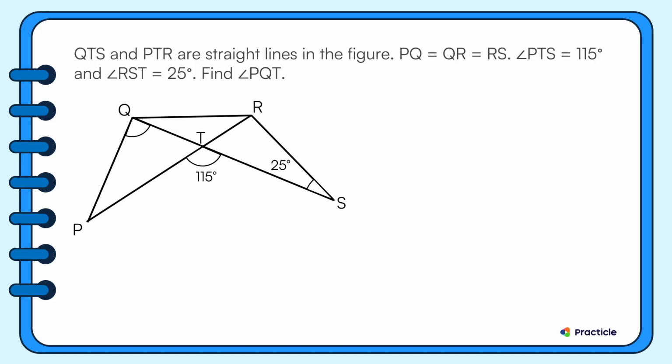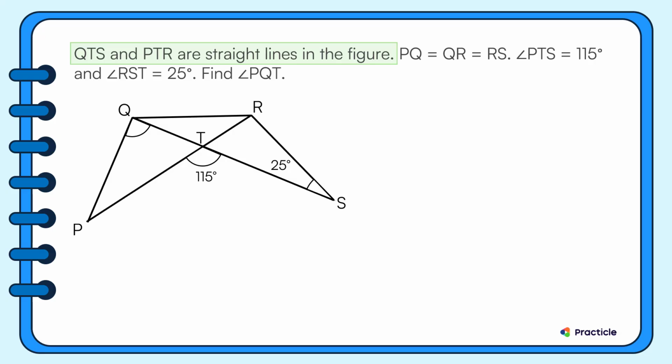Let's look at this geometry angle question. The trick to solving angle problems is to always ask ourselves what we can infer from each given piece of information and how they are related to the angles in the diagram. For example, in this problem, we're given that QTS and PTR are straight lines in the figure.